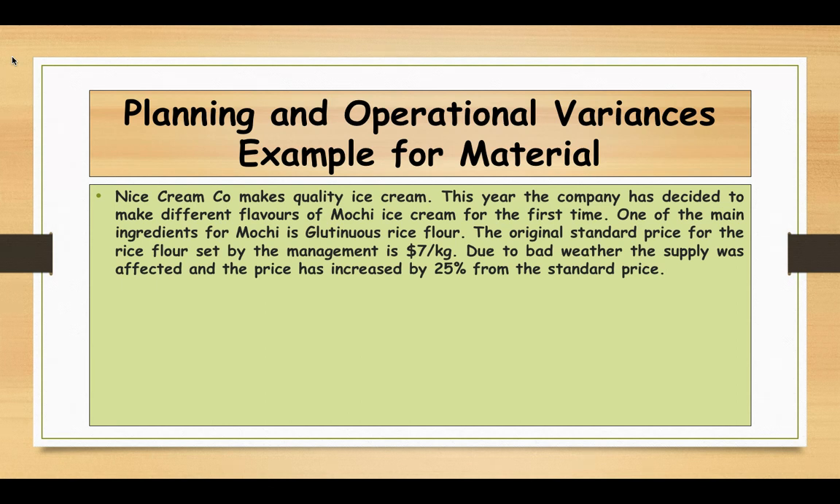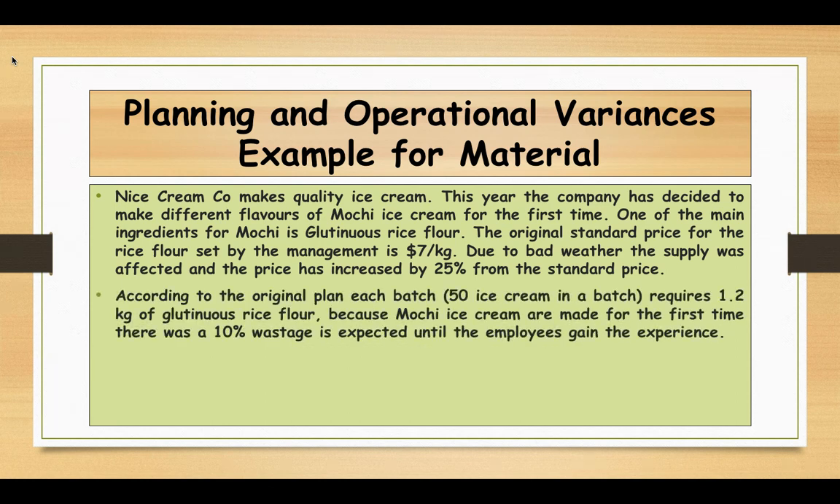The original standard price for the rice flour set by the management is $7 per kilogram. Due to bad weather, the supply was affected and the price has increased by 25% from the standard price. So we can see that the increase in price is beyond the control of the purchasing manager because there is a general price increase in the market.